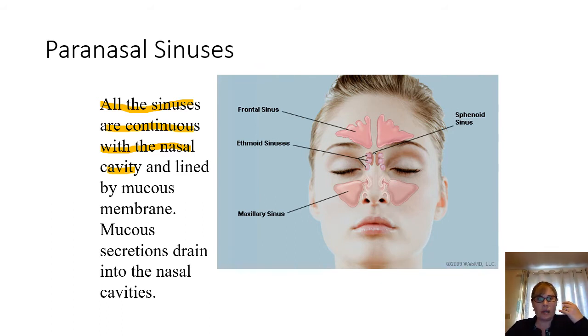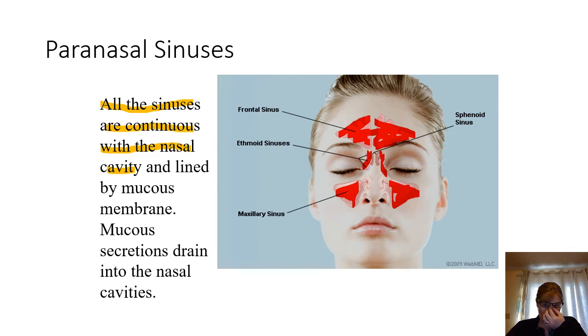So these are going to be named according to the bones that they are in. So this guy right here and this one right here are known as your frontal sinuses because they're in the frontal bone. These right here are the maxillary sinuses because they are in the maxillary bone. We also have ethmoid and sphenoid sinuses, and these are sort of at the bridge of your nose-ish, right in here.